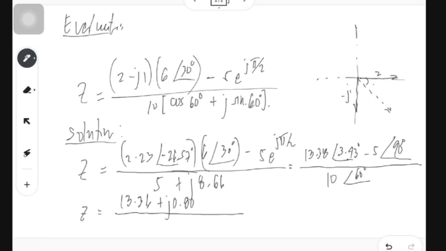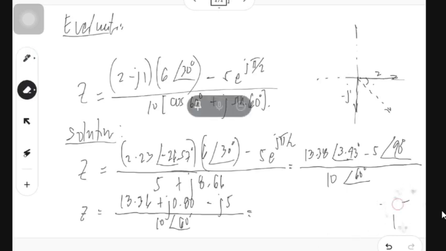Sige. What about 5 bar angle of 90? If we're going to plot this on a Cartesian coordinate, yung 90 degrees andito. The magnitude is 5. There's no real component, no? So, ibig sabihin, converting this into rectangular form, we have minus j 5. Then divide by 10, bar angle of 60 degrees. This time, we can combine real to real, imaginary to imaginary. What will be the result?